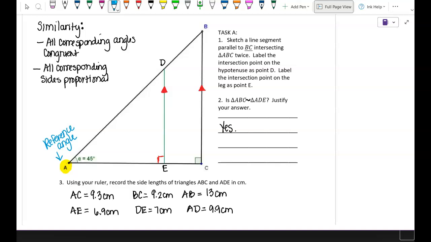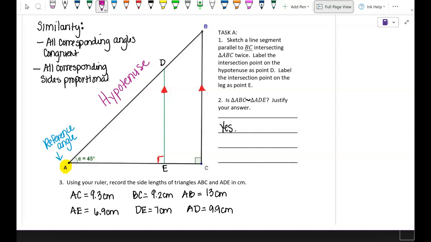Now, hypotenuse has not changed. Hypotenuse is always opposite what? The 90-degree angle, the right angle. So the hypotenuse, no matter what triangle we're talking about, is opposite that 90-degree angle. So this side over here, either segment AD or segment AB, is going to be our hypotenuse. That is always opposite the right angle.